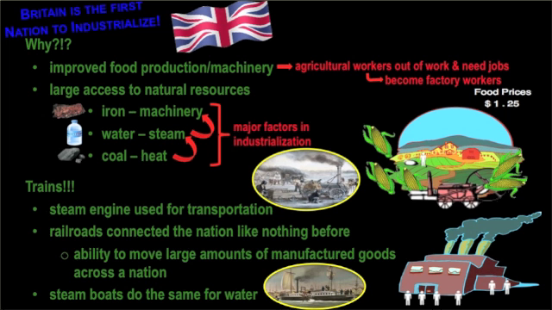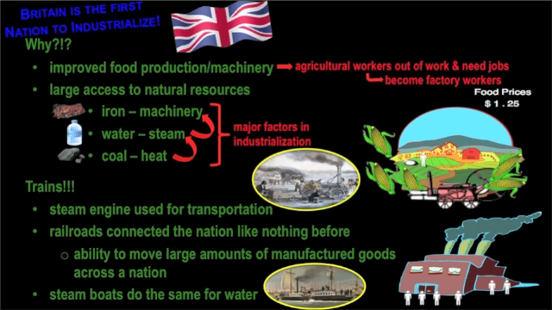But another factor in why Britain is the first to industrialize is the fact that Britain had a large access to natural resources that are needed to industrialize. They had iron, which is used to make the machines. They had water, which you used to boil and make steam. And they had a huge access to coal, which you used to fire up the furnaces to boil the water and produce the heat to make the steam to run the machines. And again, all three of these are major factors in industrialization. You have to have access to all three in order to industrialize.